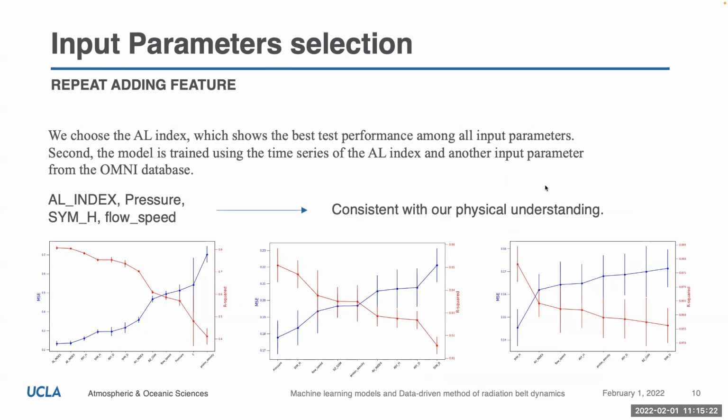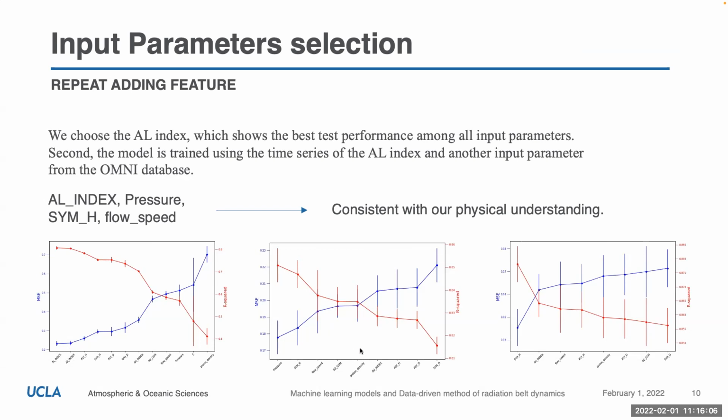Here I'm showing our workflow example for the 235 keV channel, like how we choose the final parameters we put in the machine learning models. We start with each of the parameters as the input and train the model. So it's shown in this figure. You can see for each index, we use this as an input parameter, and then we compare its performance on the test data set. In this case, the best performance is AL.